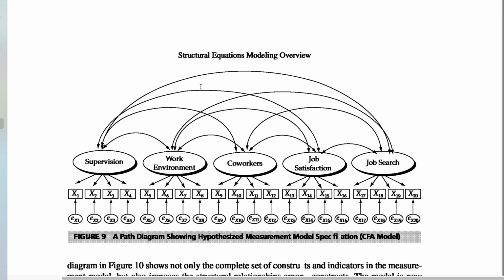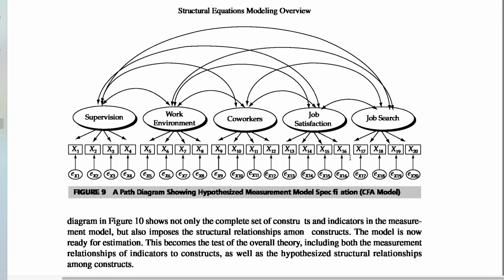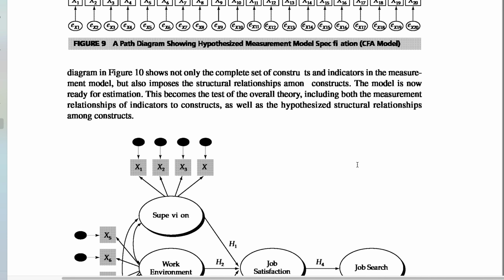Supervision impacts the job search. It is also linked to job satisfaction. It is also linked to the co-worker. All variables are intercorrelated with each other. The diagram in Figure 10 shows the complete set of constructs and indicators in the measurement model, but imposes the structural relationships among the constructs. The model is now ready for estimation.